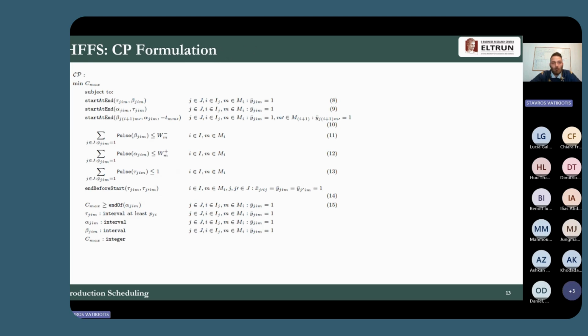This is the CP formulation. Again, very briefly, what it does is that it enforces that jobs and sequences are respected, but then it just opens the intervals to respect the buffer's capacity.